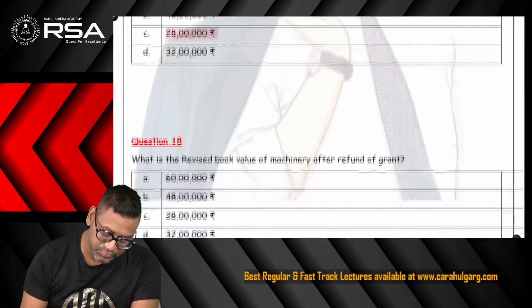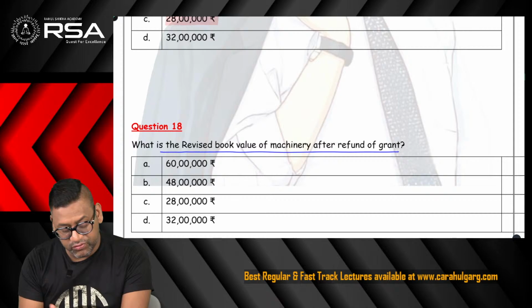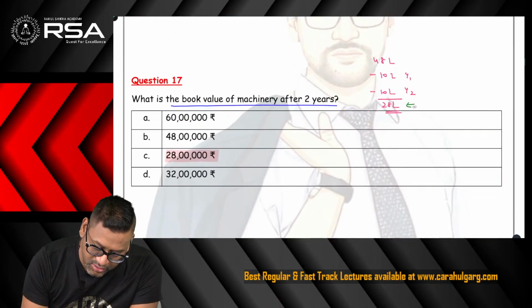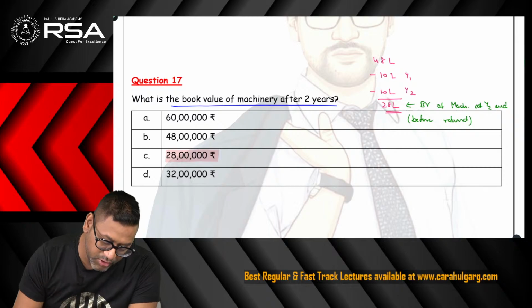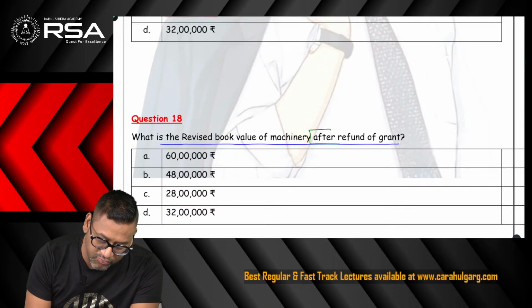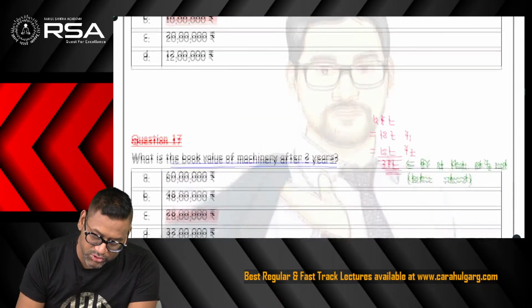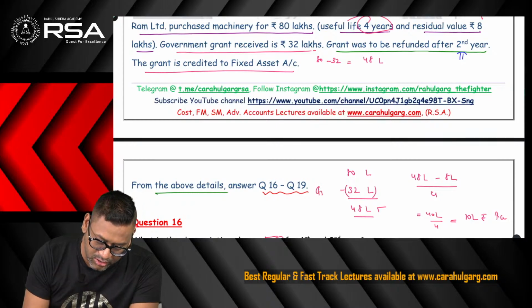Now it says, what is the revised book value of machinery after the refund of grant? I said that this is the book value of the machine at year 2 end, but it was before the refund of grant. Now the question is asking for the revised book value after the refund of grant. So my value was 28 lakh before the refund of grant. When you got the grant, you deducted this grant amount of 32 lakh.